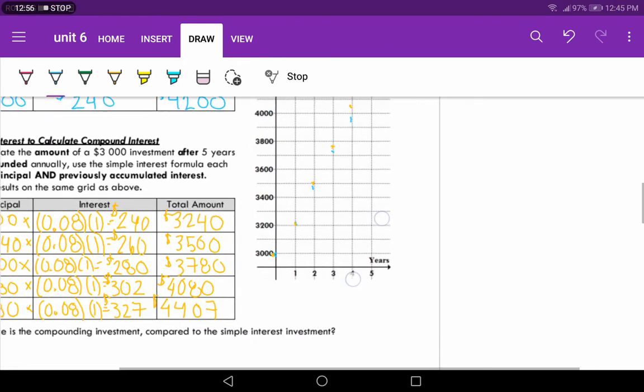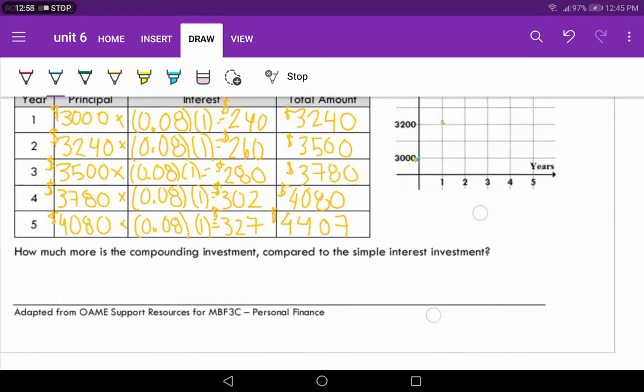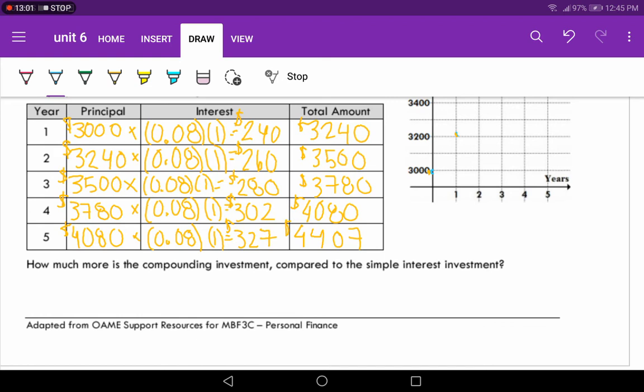Okay. So, question says, how much more is the compounding investment compared to the simple interest investment? So at the end of our 5 years, our compound made 4,407, and our simple interest made 4,200. So you take out your calculators.